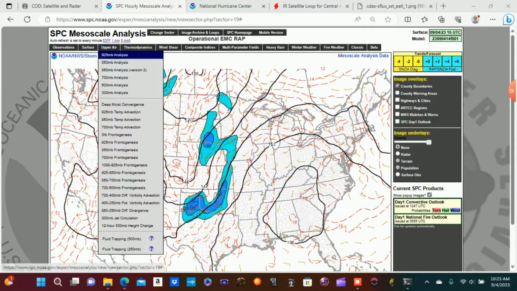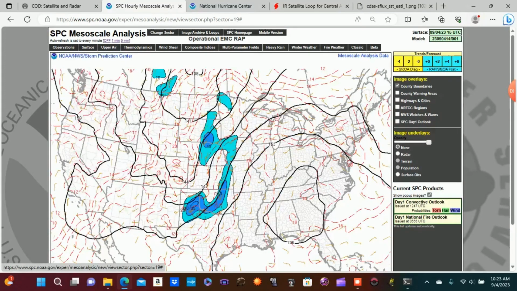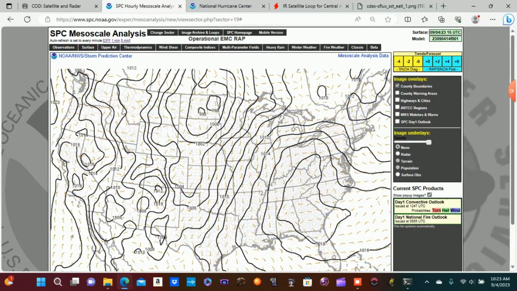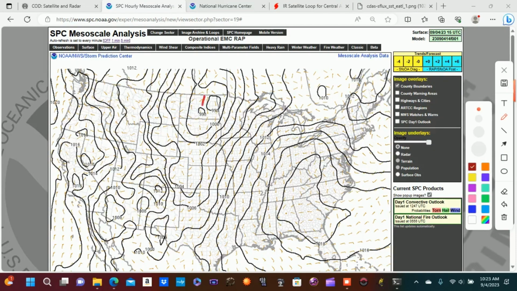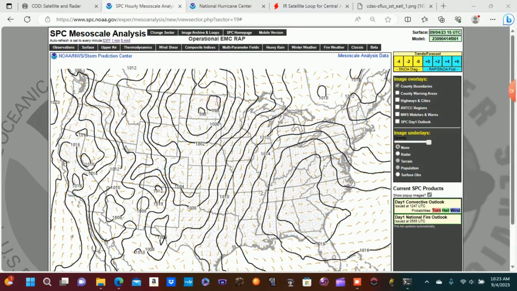Now we'll look at the surface. This is the surface pattern for this morning. We have a surface low over North Dakota, and we have a cold front trailing down into the central high plains, and a warm front situated over the far northern United States and over the Great Lakes region. That is setting the stage for a few rounds of severe thunderstorms today.